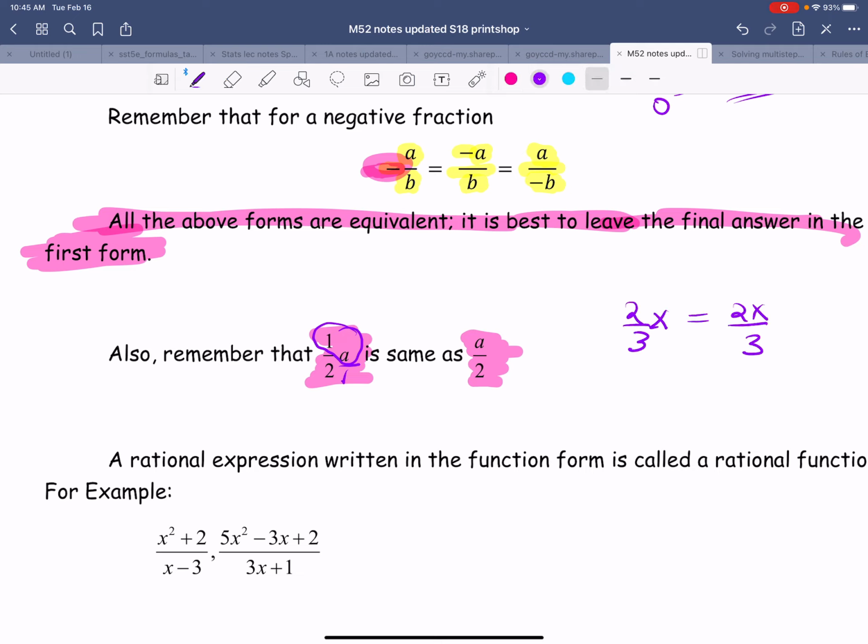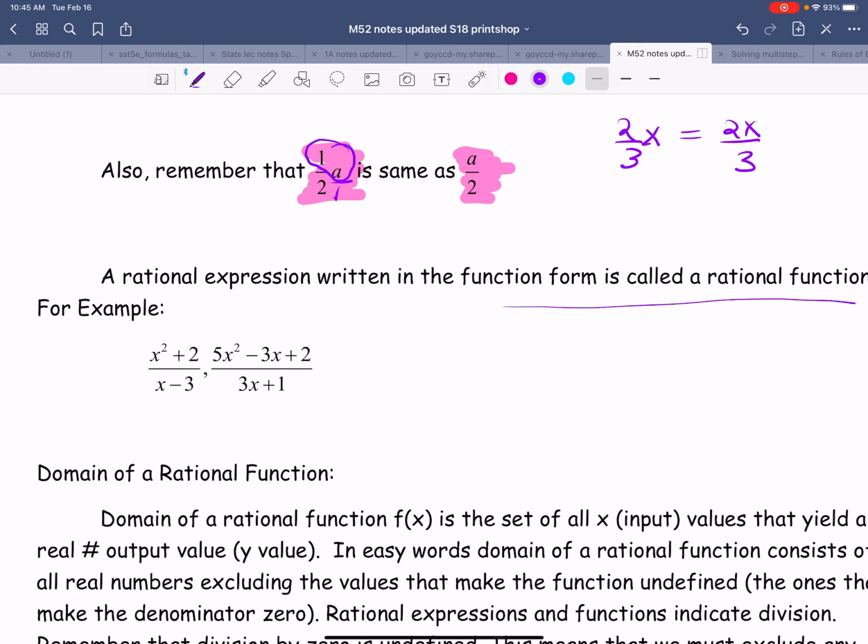A rational expression written in function form is called a rational function. For example, if we write f of x equals x squared plus 2 over x minus 3, that's a rational function. Another example can be 5x squared minus 3x plus 2 divided by 3x plus 1 equals g of x. So it is a function of x. The independent variable is x in this case.